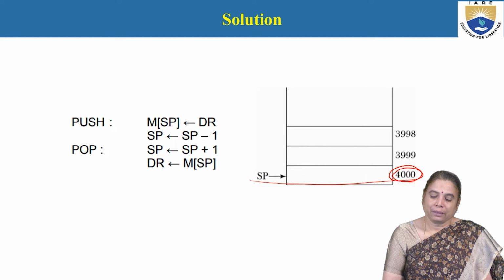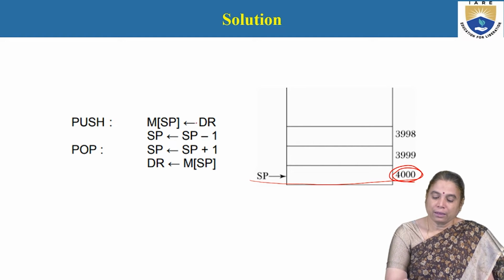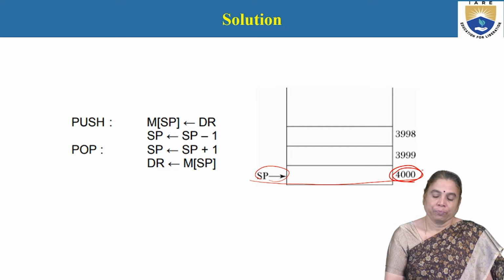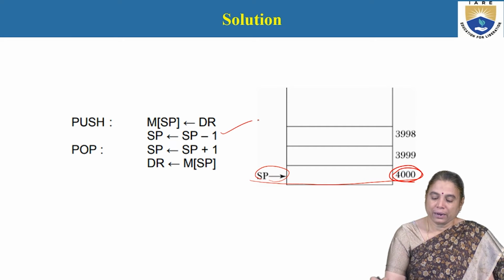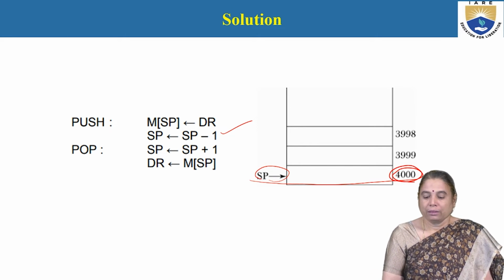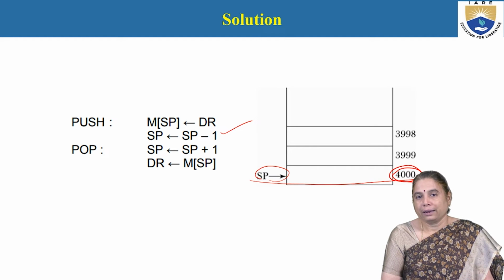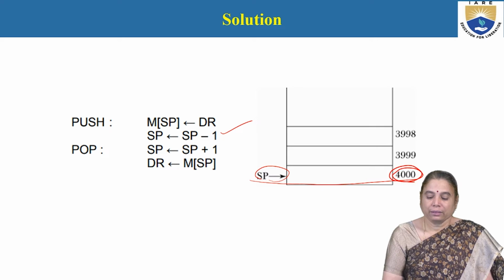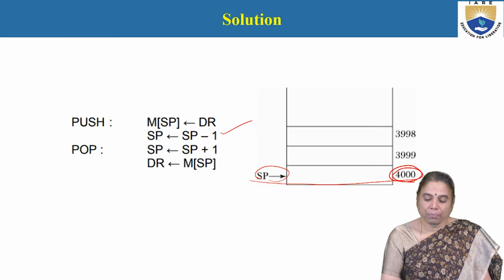So here, the data register holds the data that has to be moved to the memory pointed to by the stack pointer, which is at the 4000 location. And SP can be decremented by 1. Next, there is the push operation, which inserts data into the stack. To fetch data from the stack, the pop operation can be applied.